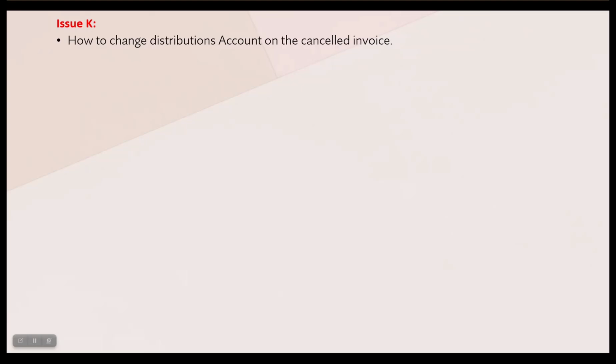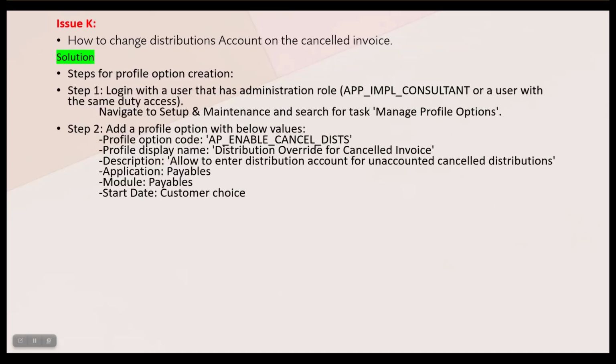What next? How to change distribution accounts on the cancelled invoice. You have an AP invoice cancelled and you need to change the distribution account. You have to set up profile options. You just need an administration role, navigate to Setup and Maintenance, search for Manage Profile Options, and add a profile option with the code AP enable cancel list.